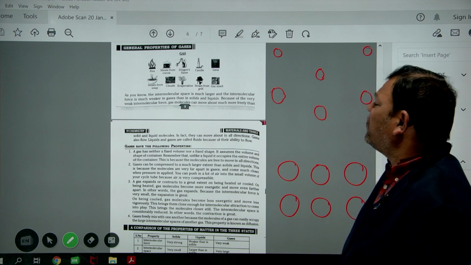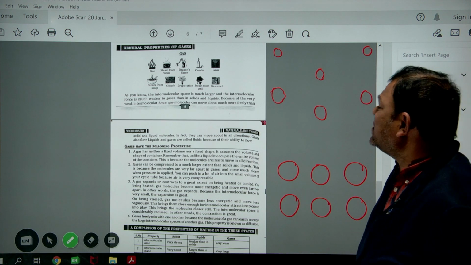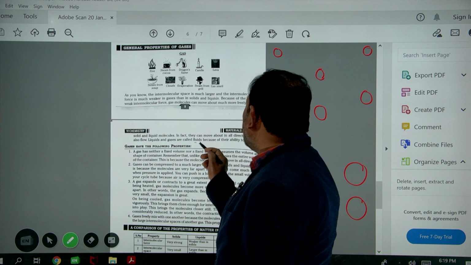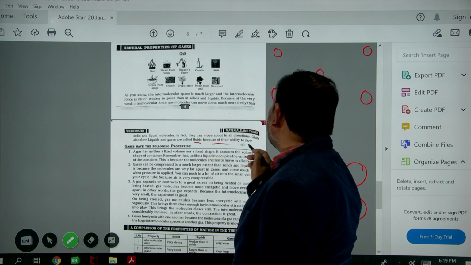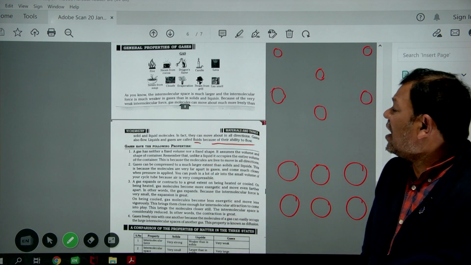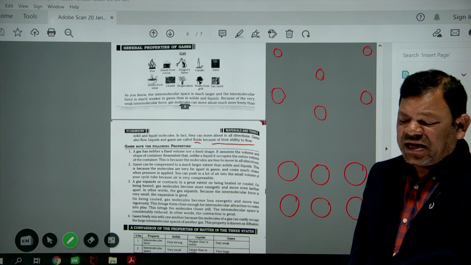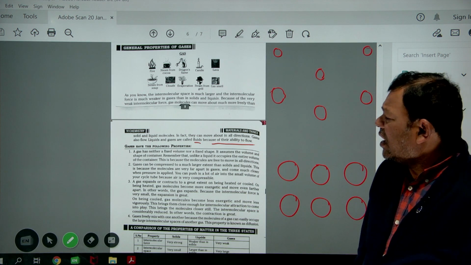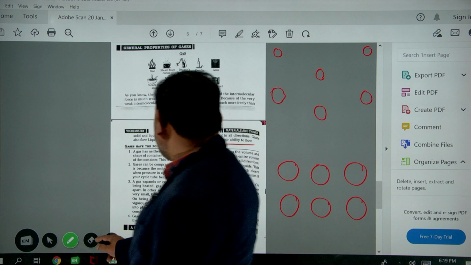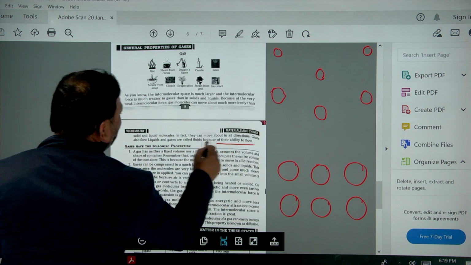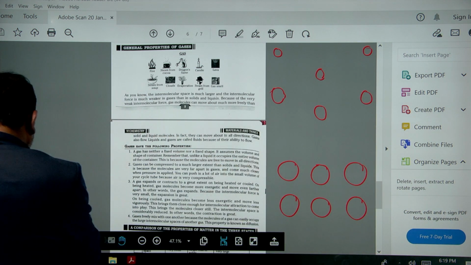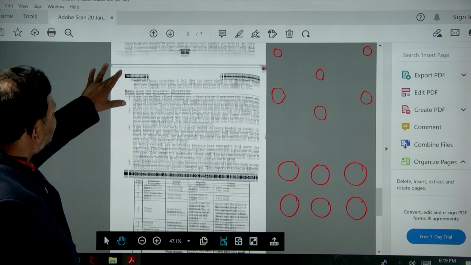Gases also can flow. So liquids and gases are called fluids because of their ability to flow. That's why they are called fluids. Now we can discuss the characteristic features of gases.